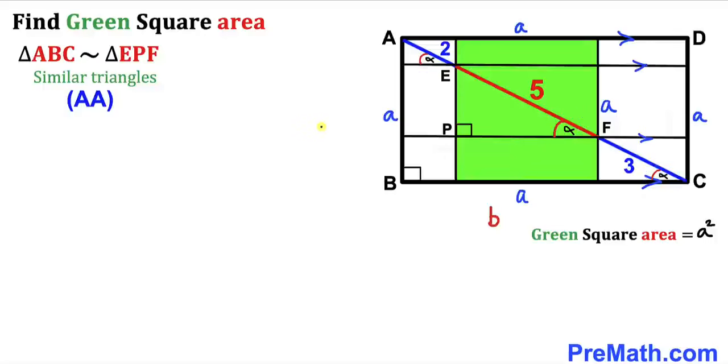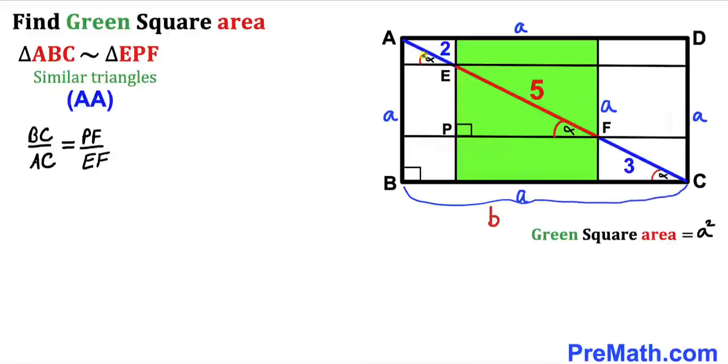Therefore, we are going to have a proportion. In other words, the side length BC divided by the side length AC is equal to the side length PF divided by the side length EF. The ratio of BC and AC is equal to the ratio of PF and EF.